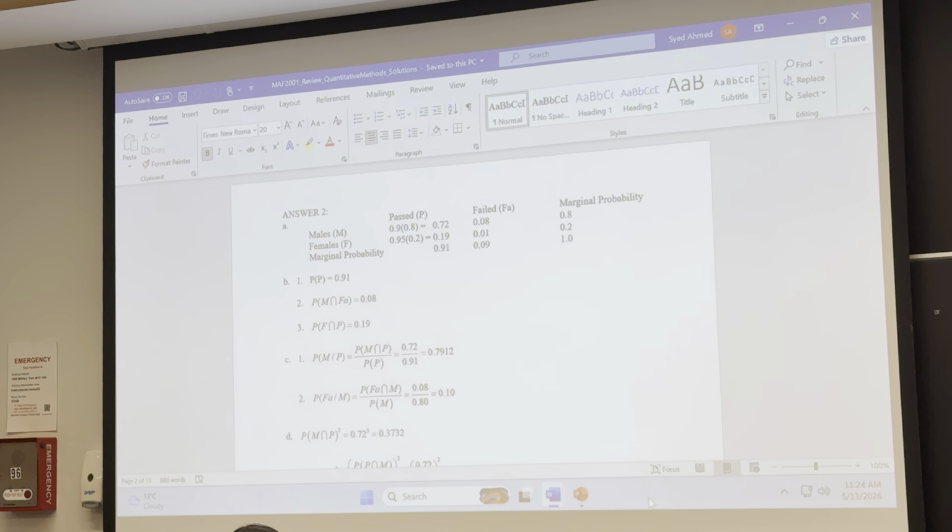Now the first question is, if you select a student at random, what is the probability that he or she has passed the course? We don't care about the gender. We just like to know the probability that the student has passed the course. And the answer is, the probability of passing the course is 91%.